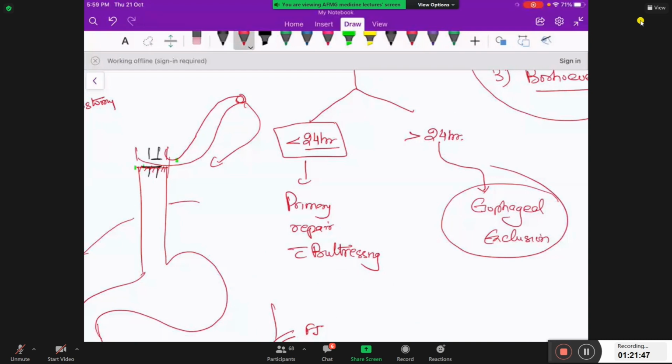Right? So if the patient is coming to us in less than 24 hours, we will do primary repair with buttressing. If the patient is coming to us in more than 24 hours, we are left with no choice but to exclude the esophagus from the body by doing esophagostomy and feeding jejunostomy. Understood? Everyone?